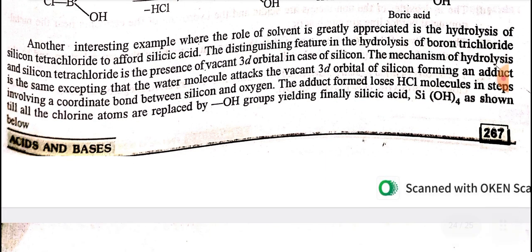Another interesting example where the role of a solvent is greatly appreciated is the hydrolysis of silicon tetrachloride to afford silicic acid. The distinguishing feature in the hydrolysis of boron trichloride and silicon tetrachloride is the presence of vacant 3d orbitals in the case of silicon. The mechanism of hydrolysis is the same, except that the water molecule attacks the 3d orbital of silicon, forming an adduct involving a coordinate bond between silicon and oxygen. The adduct formed loses HCl molecules in steps till all the chlorine atoms are replaced by OH groups, yielding finally silicic acid as shown below.